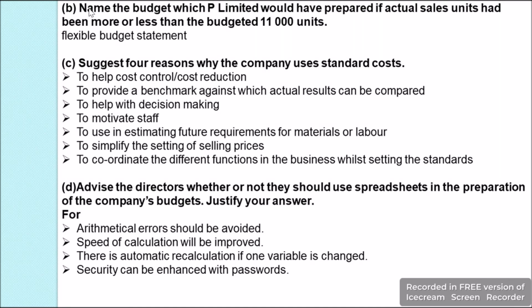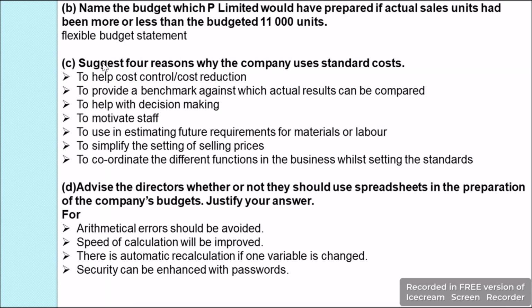In the B bit of the question, we are asked to name the budget which P Limited would have prepared if actual sales unit had been more or less than the budgeted 11,000 units. You see, if the actual sales and the budgeted sales and production differ, then we make the flexible budget based on the actual sales or actual production.